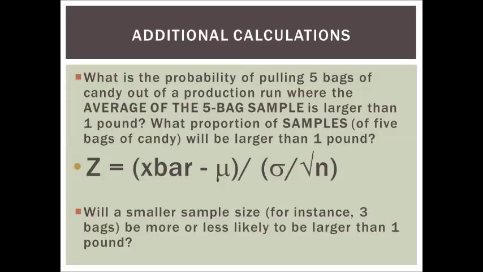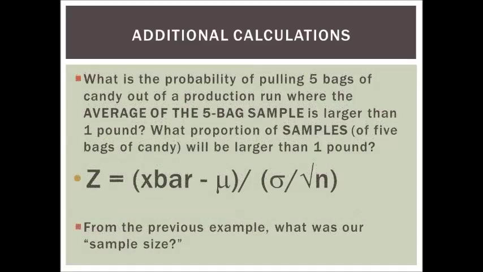And here is the formula that we will use to solve a problem where the sample size is larger than 1. So in this case, the sample size is 5 because we are pulling out 5 bags of candy at a time. All right, so here's a question for you. Think about this. What was our sample size in the previous example? So for this example, we have a sample size of 5 because we're pulling 5 bags of candy out of the production run at a time and taking the average. For our previous example that we calculated a few minutes ago, what was our sample size?